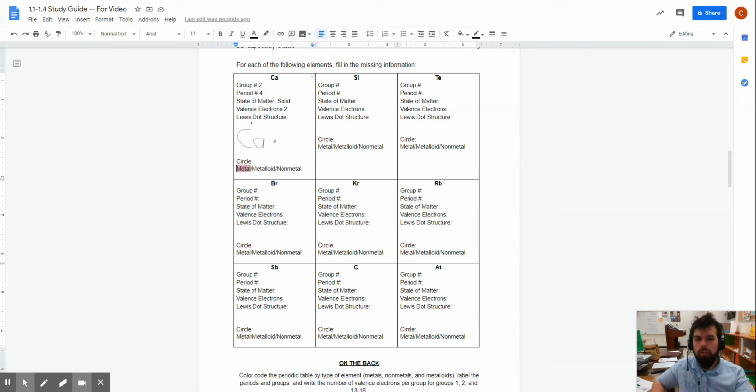Let's move on to silicon. So this was pretty easy, so I'm just going to go straight down the list here. I can find the group number. All I got to do is count the column across. Here's silicon, and it's in group 14 because it's on the 14th column. So 14. And then I just need to go down the rows to find the period. Silicon's right here. That's row 3, which means it's in period 3. State of matter happens to be a solid.